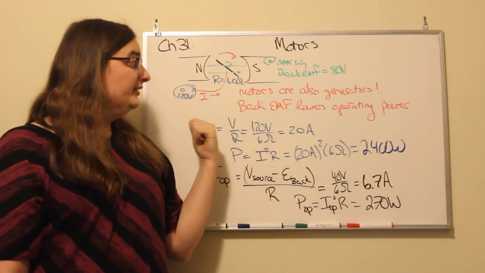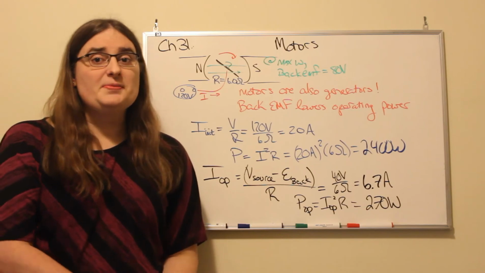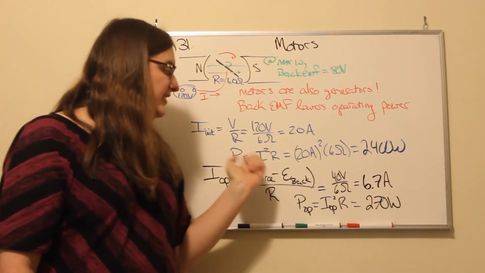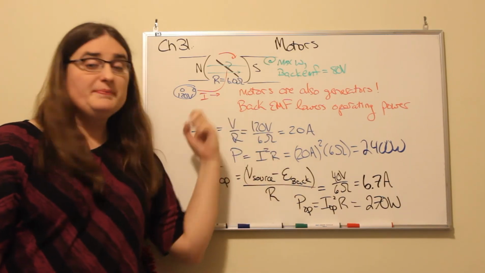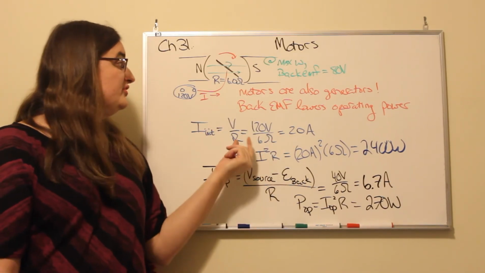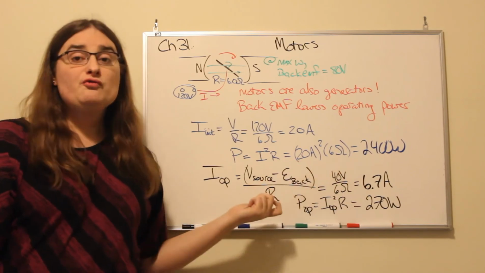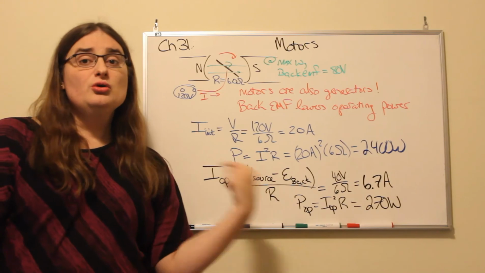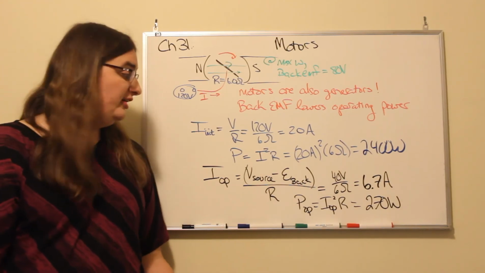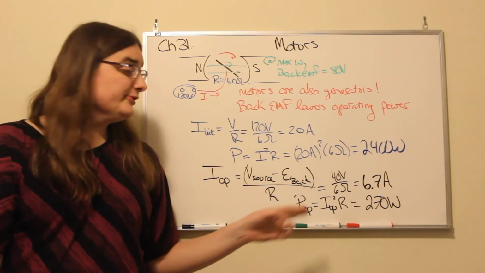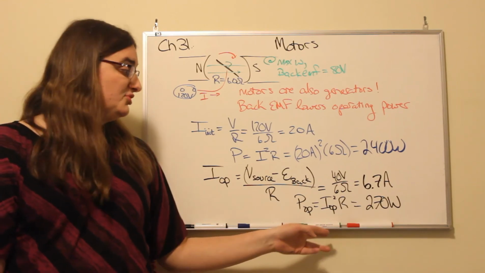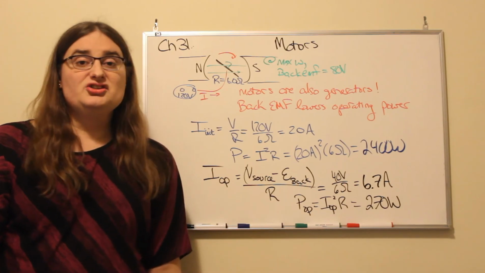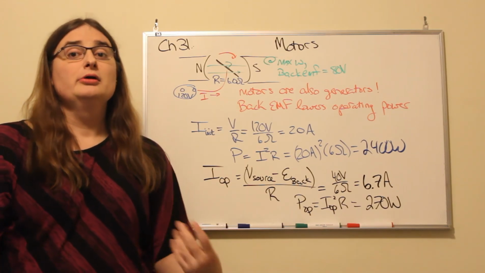Now to keep it going, let's say it generates a back EMF of 80 volts at full speed. So the operating current would be the source voltage minus the back EMF. So that means we would have a net of 40 volts acting on that 6 ohm resistor, which means we'd have 6.7 amps of operating current. Our operating power is our operating current squared times the resistance, so at peak operation, it only needs 270 watts of power to keep it going.